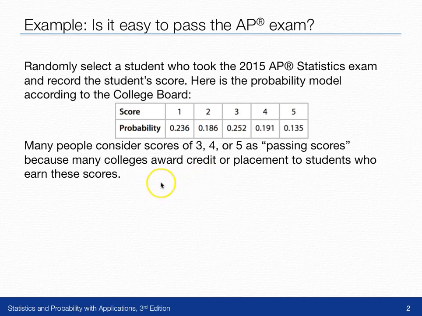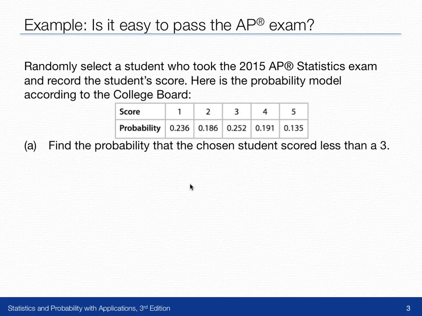Many people consider scores of 3, 4, or 5 to be passing scores. Many colleges award credit or placement to students who earn these scores. Very few, if any, colleges award credit or placement for scores of 1 or 2.